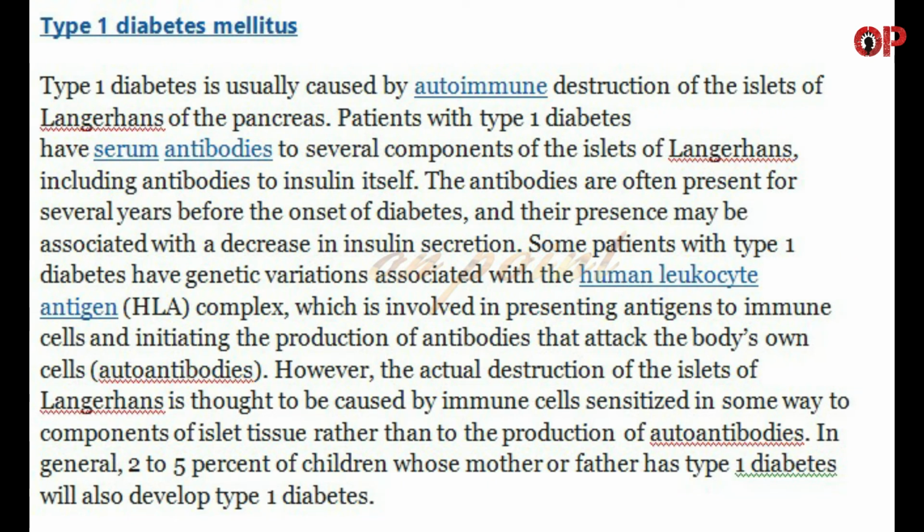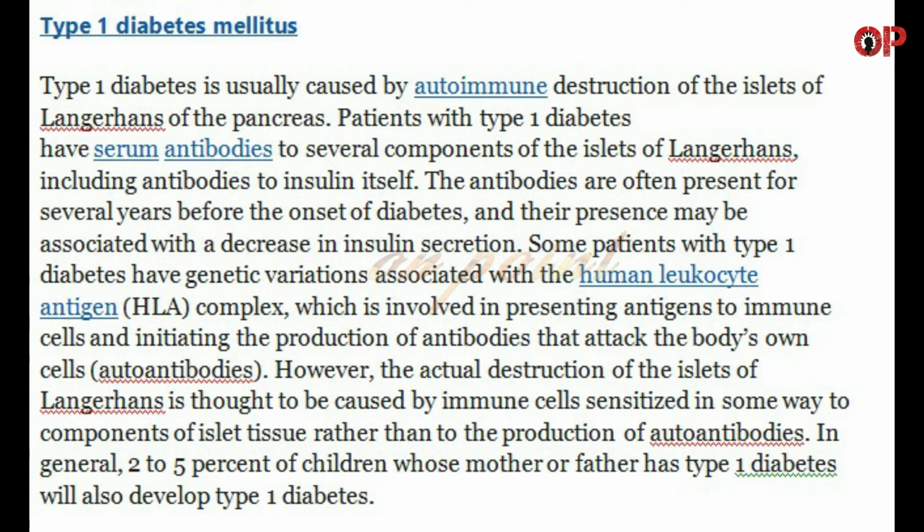Type 1 diabetes mellitus. Type 1 diabetes is usually caused by autoimmune destruction of the islets of Langerhans of the pancreas. Patients with type 1 diabetes have serum antibodies to several components of the islets of Langerhans, including antibodies to insulin itself. The antibodies are often present for several years before the onset of diabetes, and their presence may be associated with a decrease in insulin secretion.